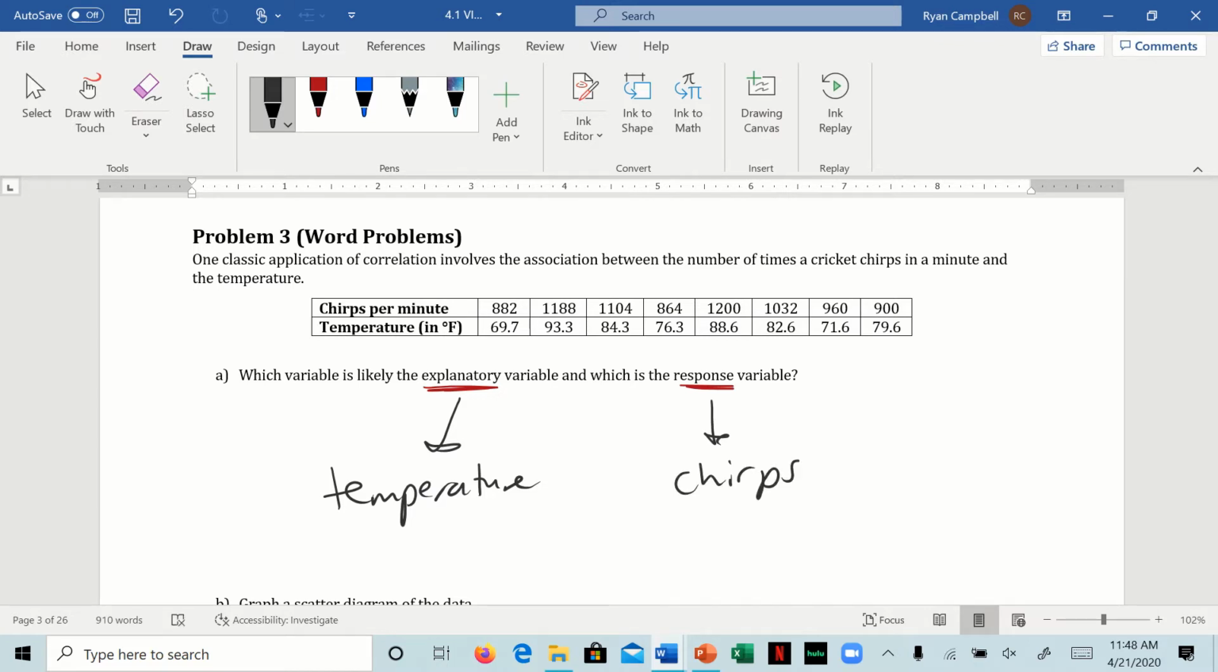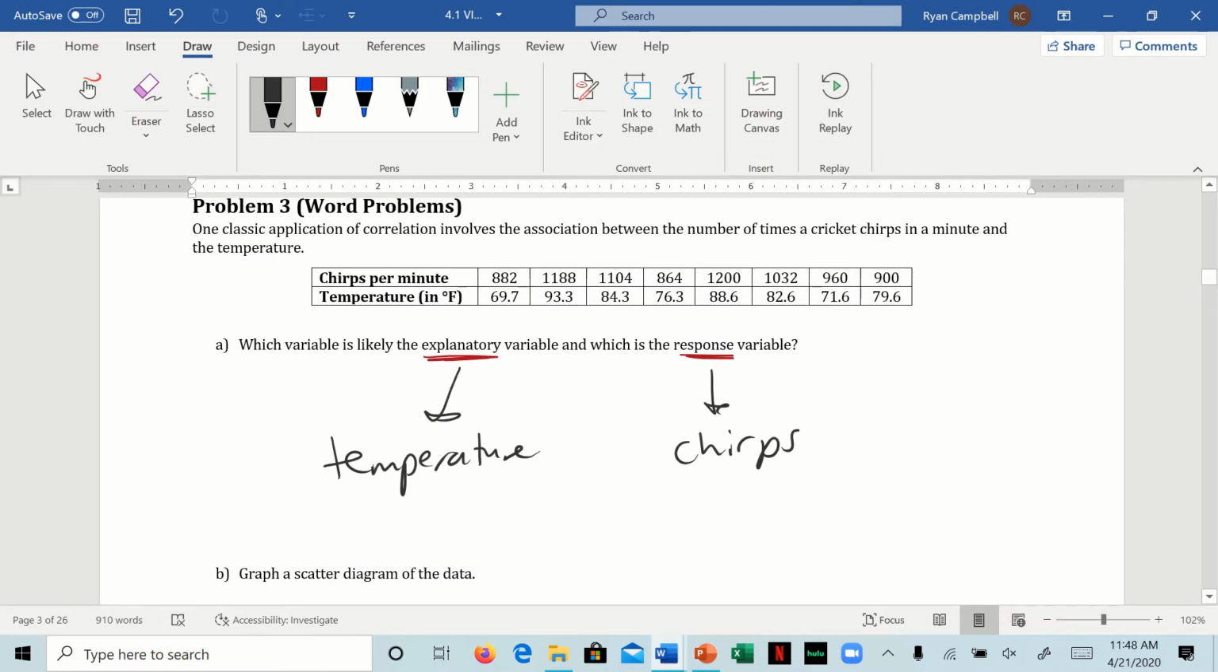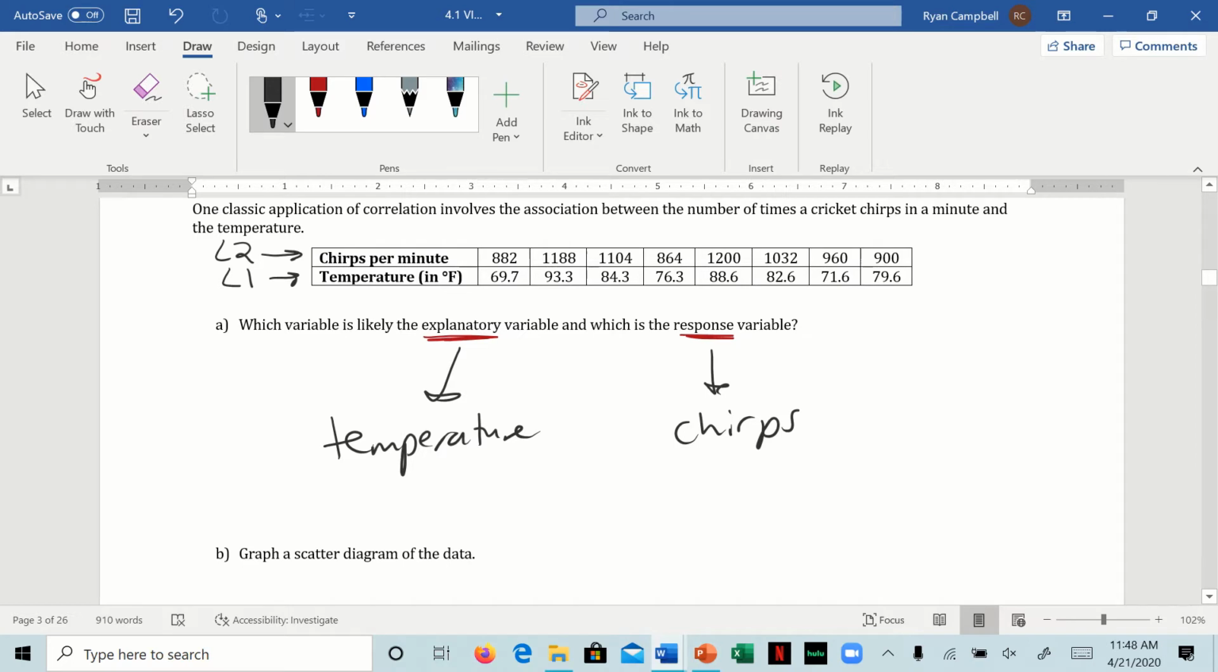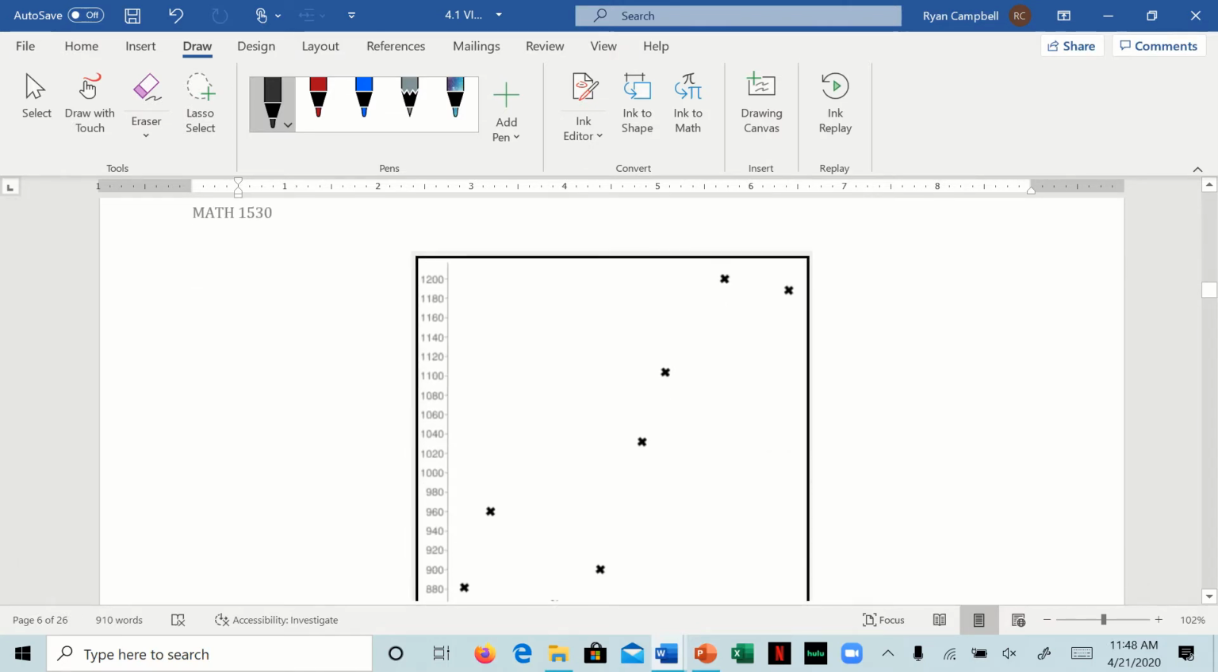So the explanatory variable is your temperature. The cricket chirps is your response variable, which means this time L1 needs to go for your temperature. You need to make sure to put the temperature in L1 and the cricket chirps in L2. So when we do that, put the temperature in L1, the chirps in L2, and we hit zoom 9. So again, if you need to pause this video to do that, that's fine. But we should end up with this graph.